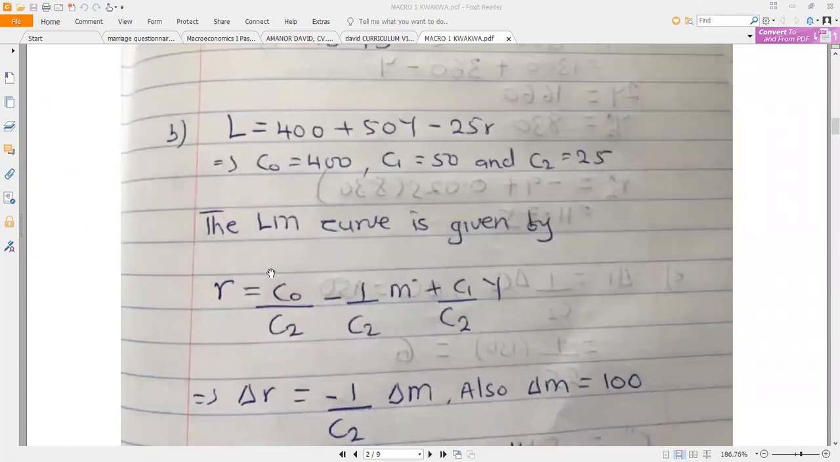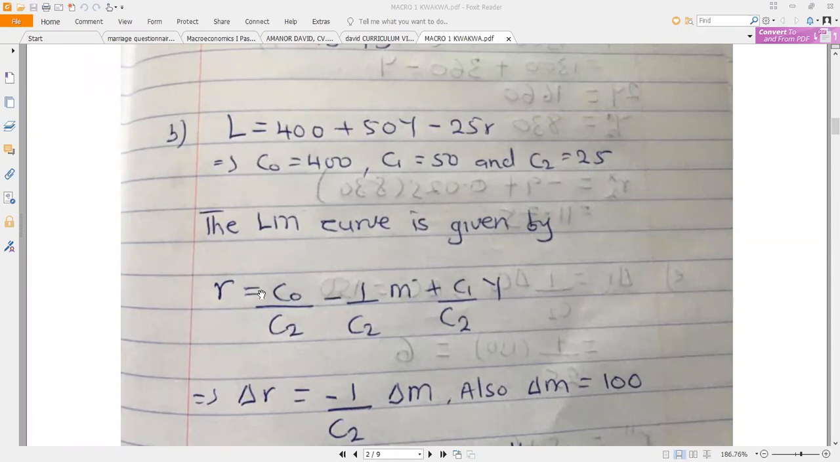Okay, so when you take the LM curve, this is the general form. The interest rate is equal to autonomous demand for money over the interest sensitivity of money demand, minus 1 over the interest sensitivity of money demand times the money supply. Then we have C1 over C2 times Y. So this is the general form of the LM curve.